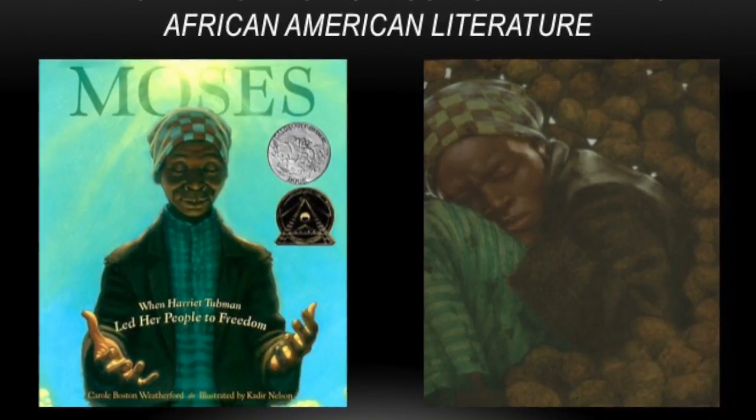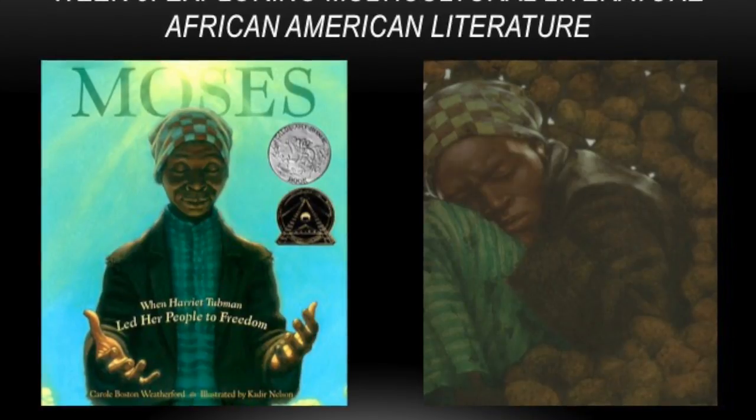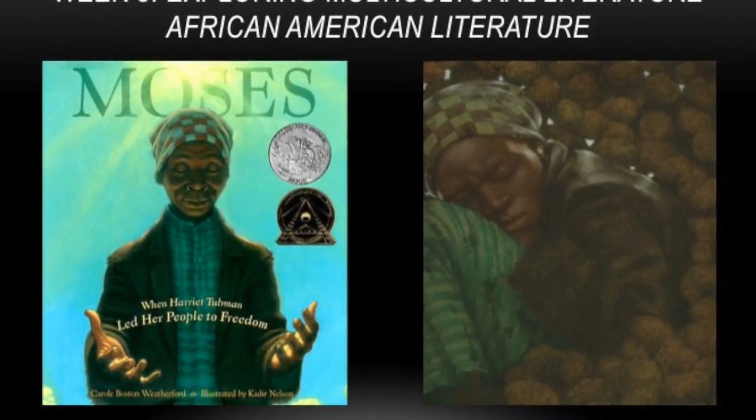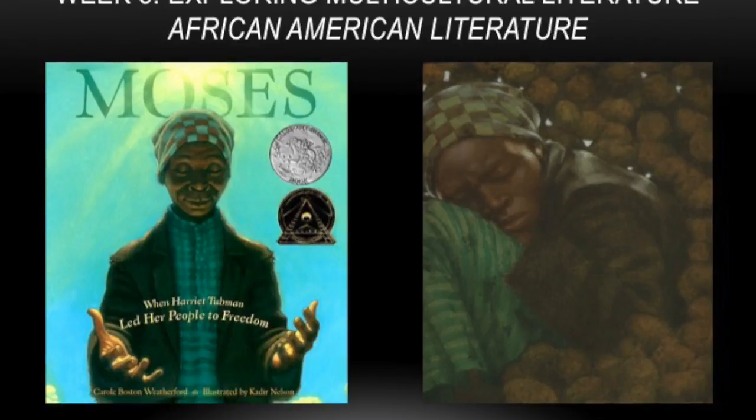So as we read, the students made beautiful connections between Tubman and Moses, and we talked about Tubman's struggles in journeying to freedom. One girl mentioned that she was brave because she could have been killed, but she kept trusting that God would help her to freedom.